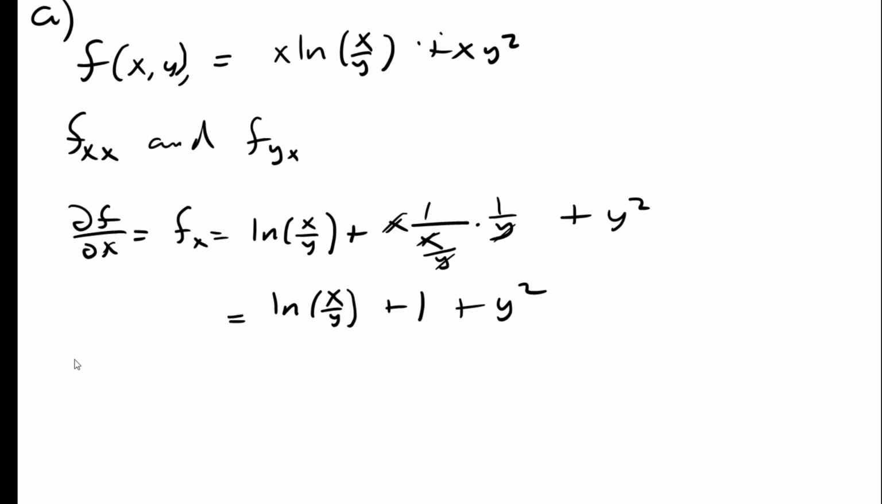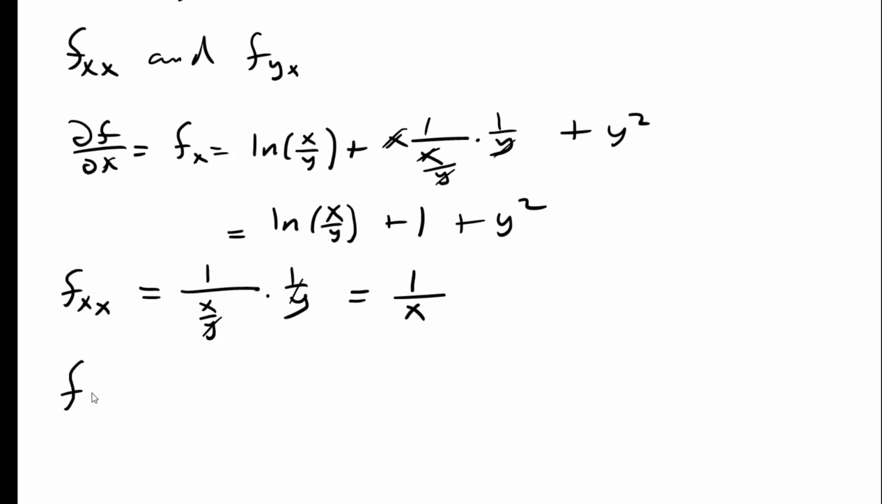Now we can compute the partial derivative with respect to x of this. So this is going to give me 1 over x over y times 1 over y. The 1 over y's are going to cancel again. And then those don't depend on x, so it's going to be 0. So this is just going to be 1 over x.